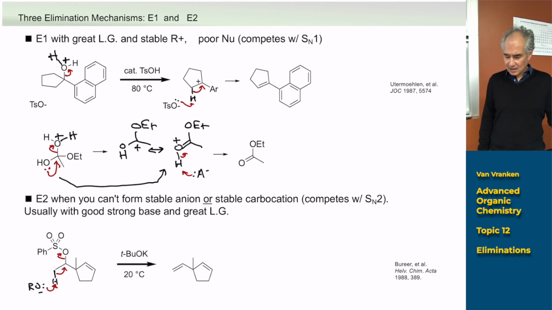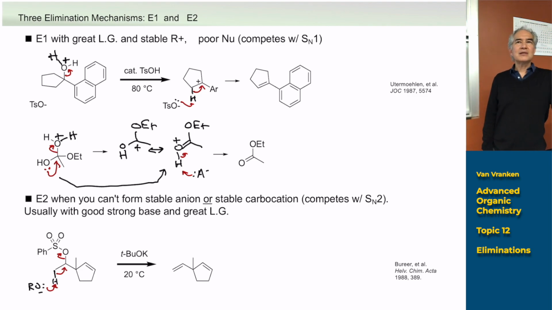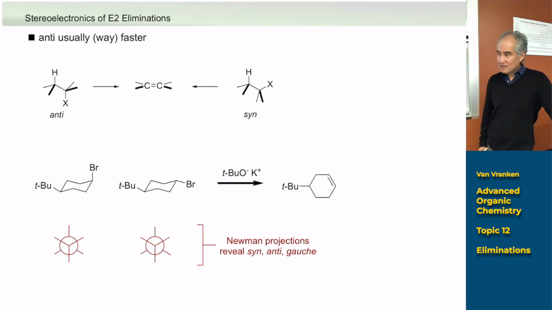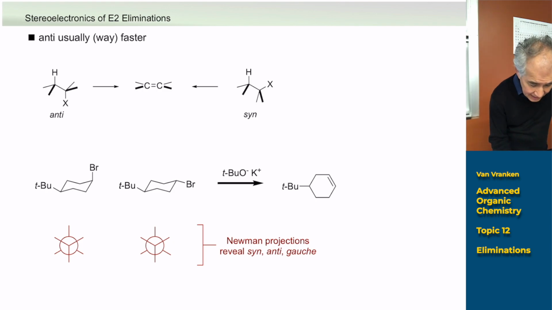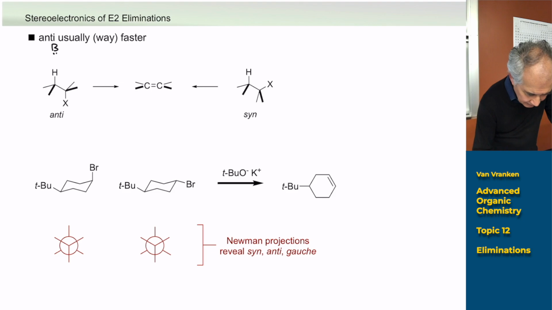So let's see if we can talk a little bit more about E2 and what the requirements for E2 are. It's not easy. You have to meet special requirements in order to satisfy that E2 stuff. All right, the E2 elimination mechanism requires a perfect anti-relationship. Well, it works best when you have a perfect anti-relationship between the proton you're taking off and the leaving group.